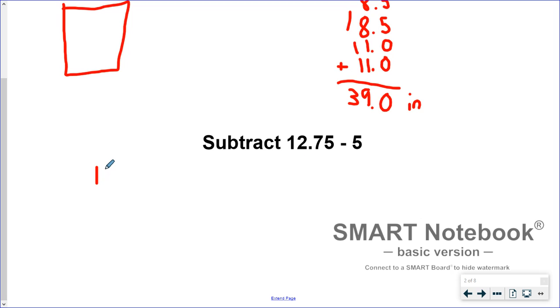If I have 12.75, so I have 12 and 75 hundredths, and I want to subtract 5, sometimes people might accidentally do this. And if they do this, they're doing it wrong because they don't have the decimal points lined up. A lot of times what I see students struggling with is, well, there's a 5 there, so I'm just going to put it underneath there.